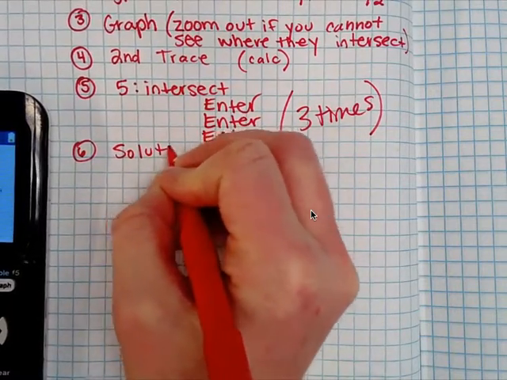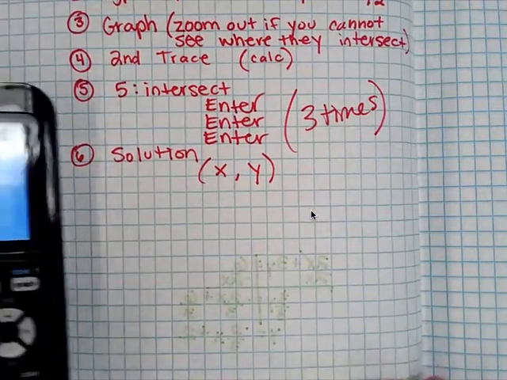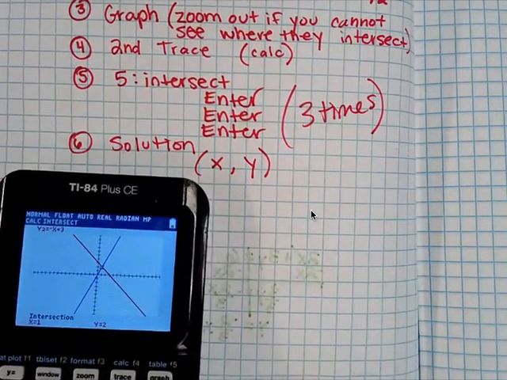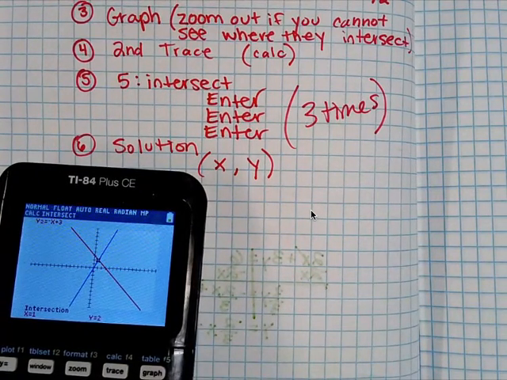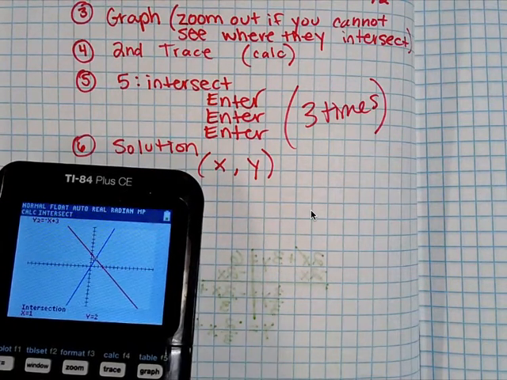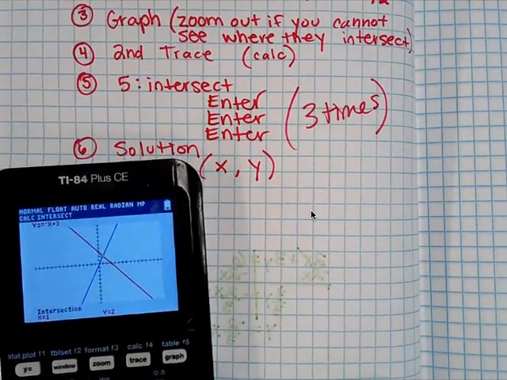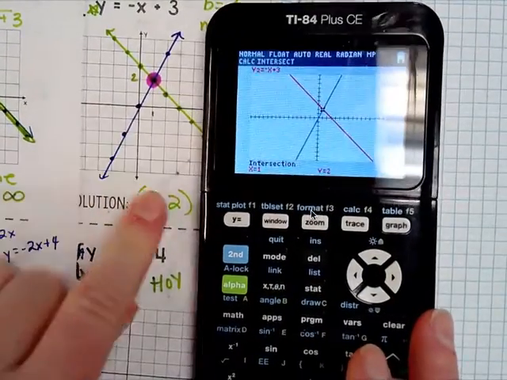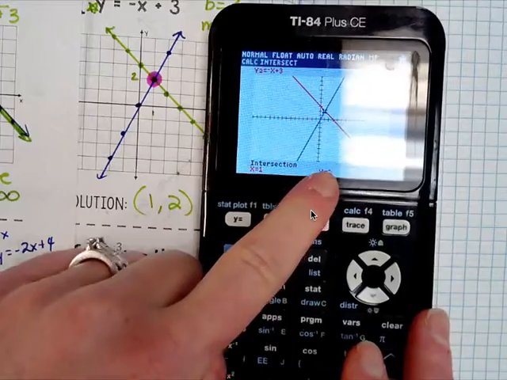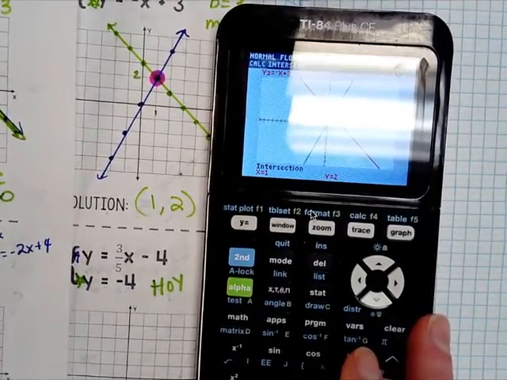Solution is whatever the x value is and the y value. So it says 1, 2. That's our solution. So it graphed it for us, and it found our solution. Pretty cool. So I'm going to look back at the notes that we did. So see how it has the same graph, and it has our intersection point, 1, 2. And we're done. Pretty cool, right?